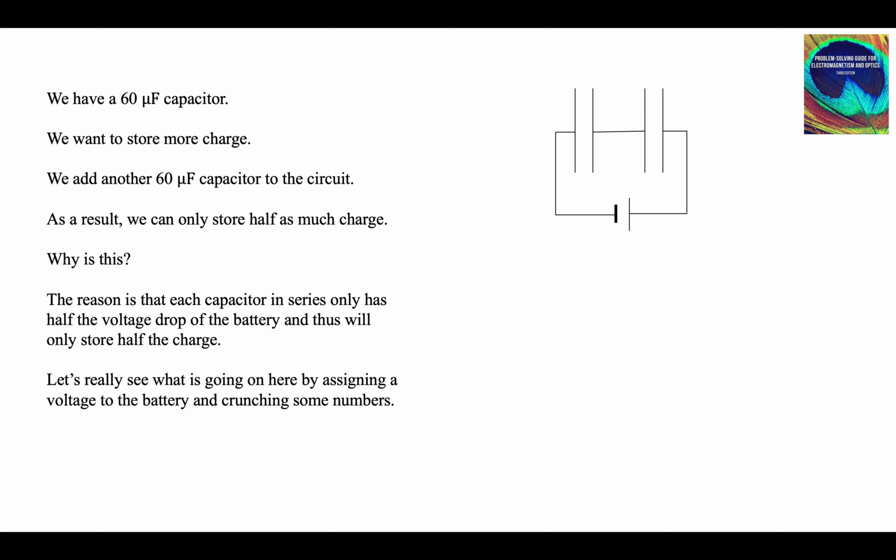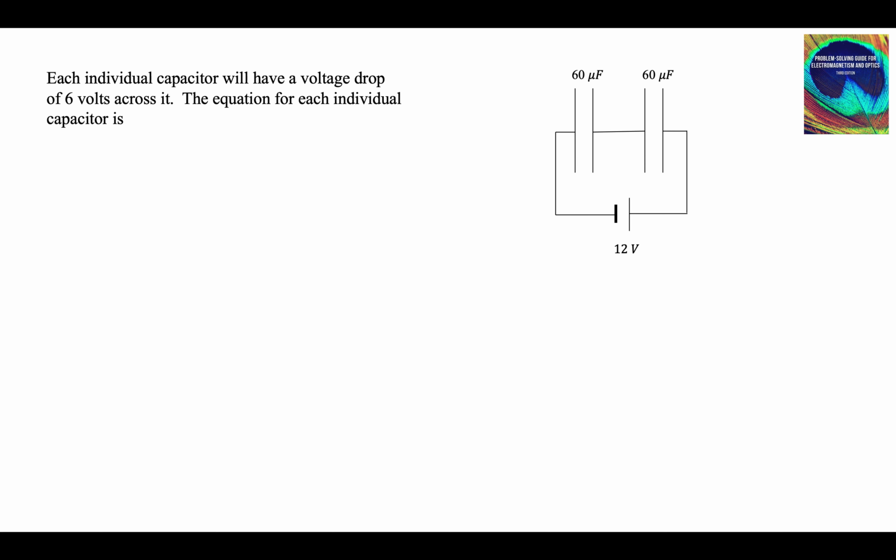It's the same capacitance individually. So let's put some numbers in here to see what's going on. Battery voltage, 12 volts. Capacitors, 60 microfarads. What happens here? Each individual capacitor will have a voltage drop of 6 volts across it, so we can calculate the charge on this capacitor right here. We know it's got a voltage drop of 6 volts across it, and we know it has a capacitance of 60 microfarads. So we plug in the numbers, and we solve for Q, 360. So this has negative 360 microcoulombs on this side, positive 360 on this side, and so does this one.